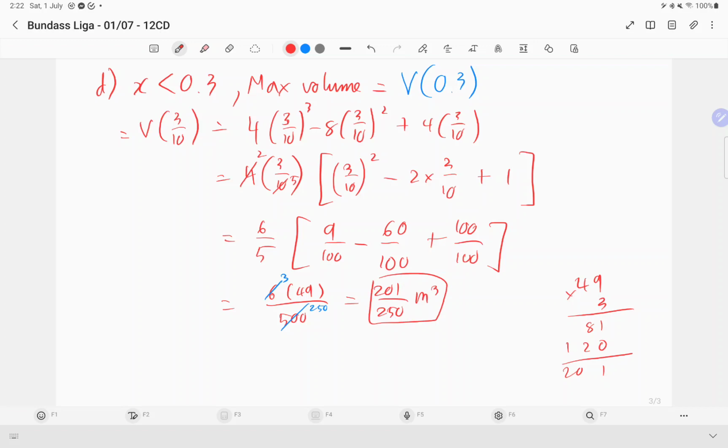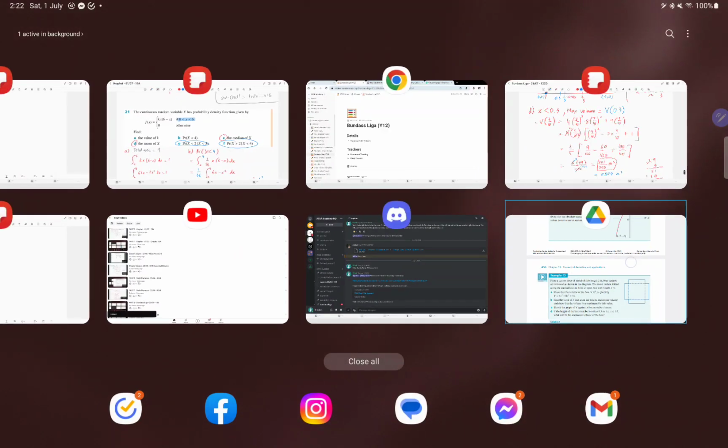Alright, if we were to times that by 4, divided it, I think the volume would be 0.804. Yeah, so roughly approximately 0.804. Actually it's exact, sorry, it's exactly 0.804 cubic meter.